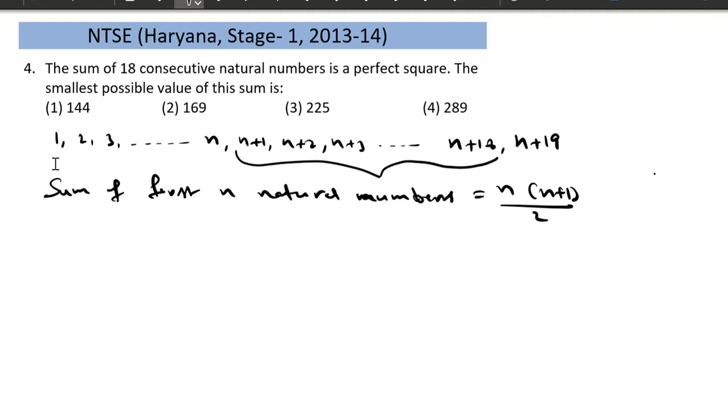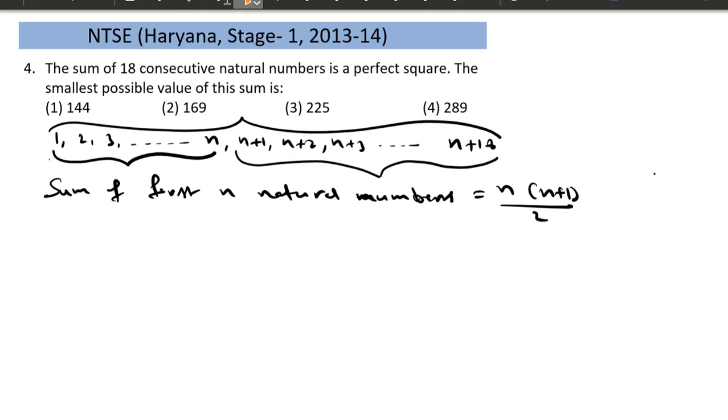So I am finding the sum of natural numbers from 1 to n plus 18, and from that I am subtracting the natural numbers from 1 to n. Do you understand? I find the sum from 1 to n plus 18, and from that I subtract this, then I can get the required sum.